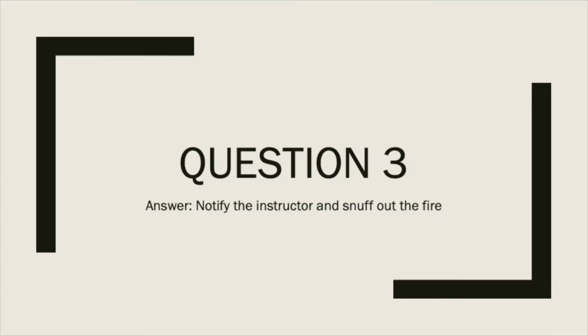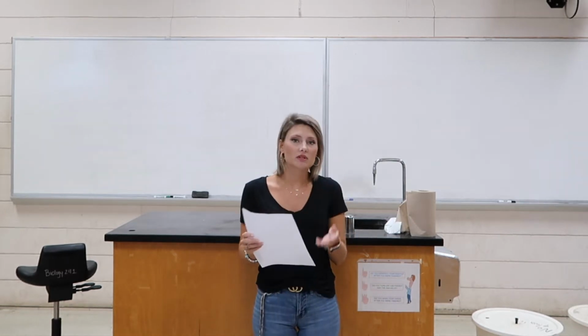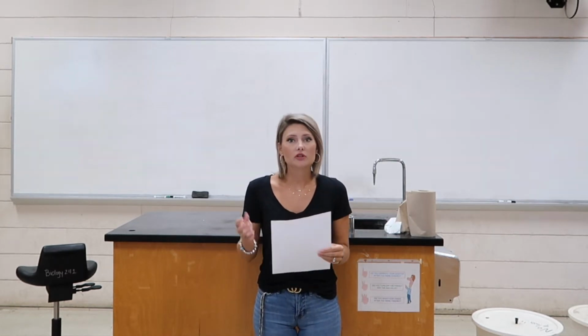Number 3, what should you do if someone catches on fire? Notify the instructor and then try and put the fire out. Most of the time when somebody else is on fire, they're going to be freaking out, so they're going to need your assistance. There is a fire blanket up at the front of the classroom. It's a green blanket, and this is used to put out a fire. Usually it's going to be hair or their arm or a sleeve or something like that. If someone does catch on fire, you need to notify the instructor and then try to help put the fire out.